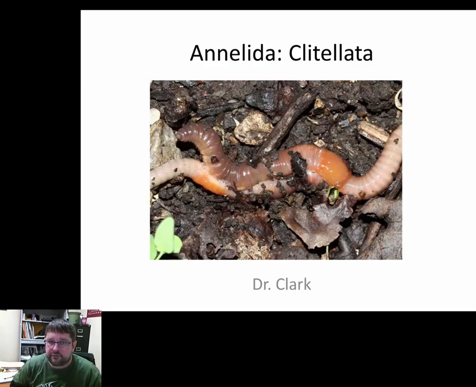Animal biology today. We're going to finish up talking about annelids with the class Clitellates, or Clitellata. The Clitellates have this unique structure called the clitellum. This is a region that gonads are associated with, so sperm and egg will be associated with this, along with the shell that goes over the egg, or the cocoon that the egg is encased in.